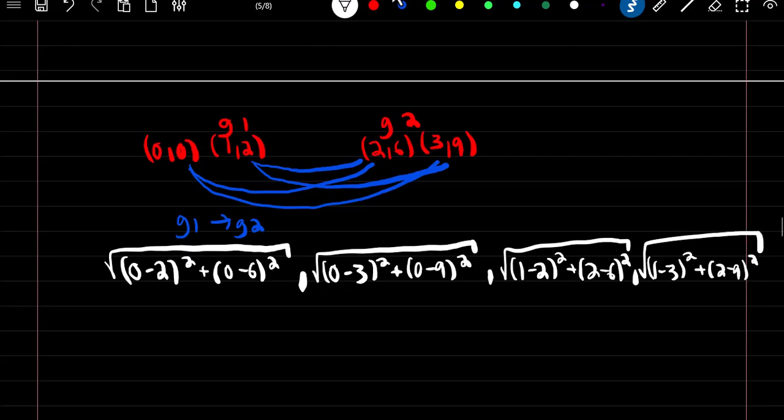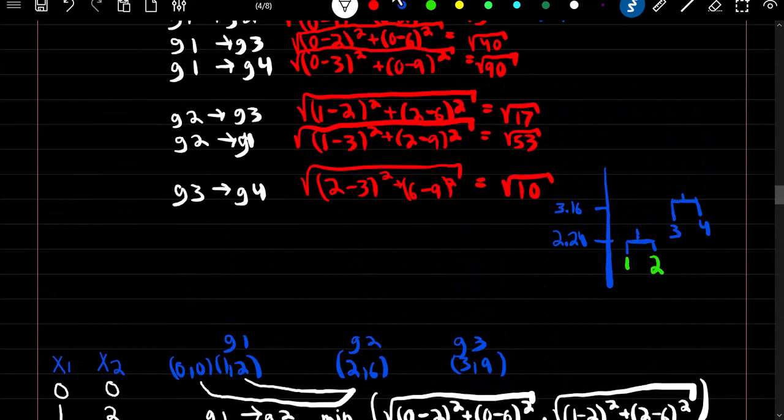Now if we plug in and solve for these, we will get the square root of 40, the square root of 90, the square root of 17, and the square root of 53. Since we're using single, we're going to choose the smallest of these values, which is the square root of 17, equal to about 4.12. Now we can complete our dendrogram. At a height of 4.12, these two groupings will merge. And then there's our final dendrogram. After we create our dendrogram, we can create our horizontal split and form how many groups we want our observations to be in.